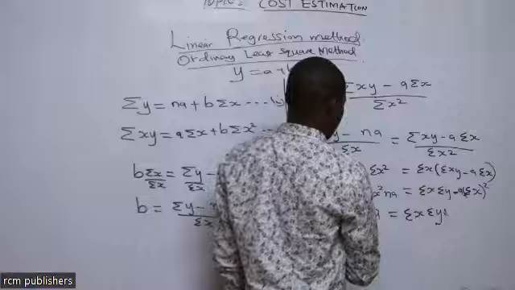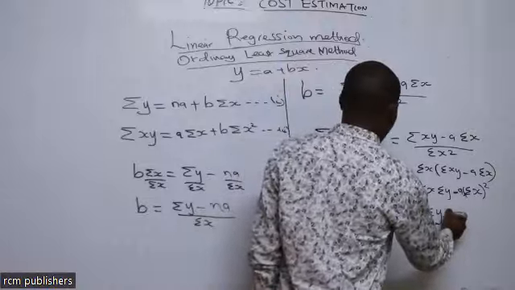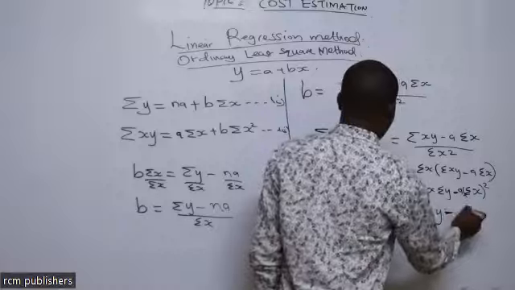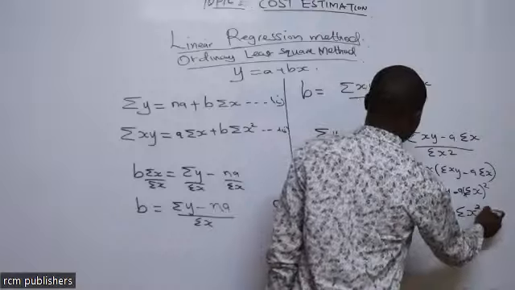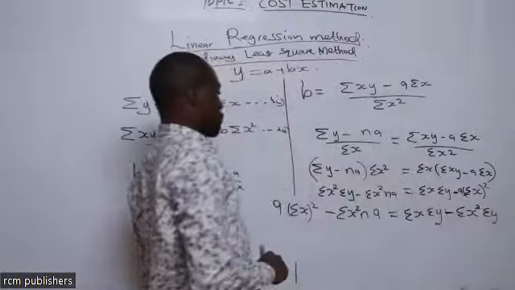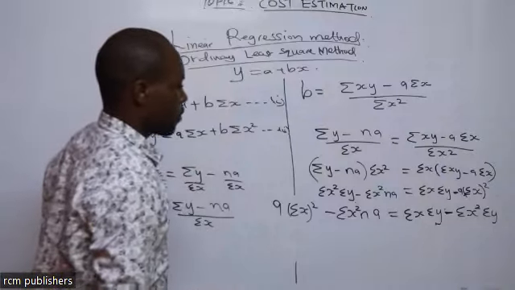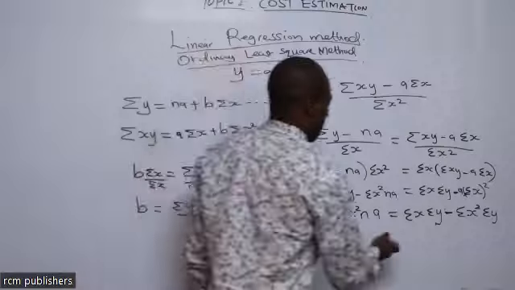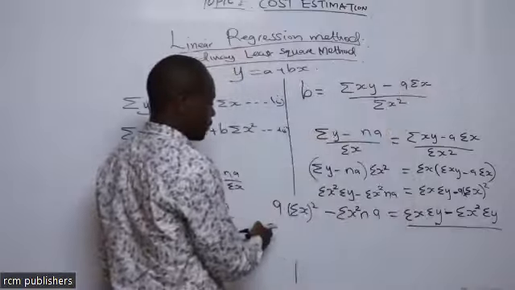Which one are we taking? This one here. So plus summation of x squared, summation of y. That is what we have. Then we are now going to divide to get our A.